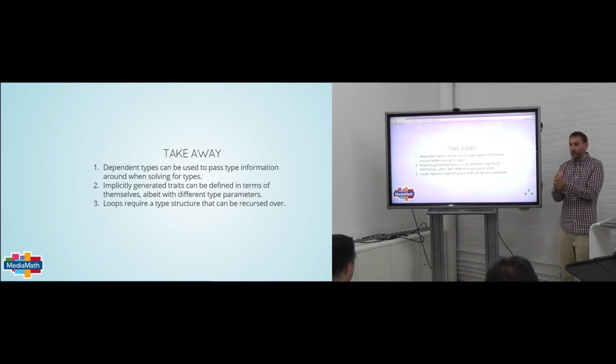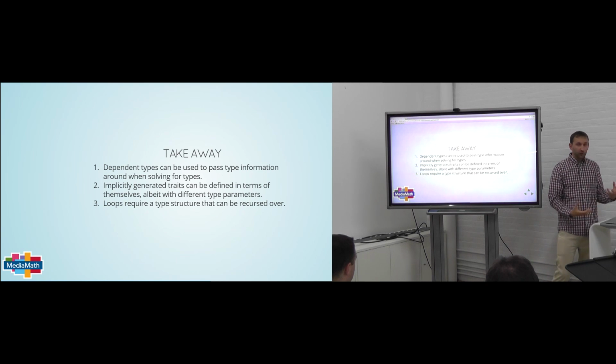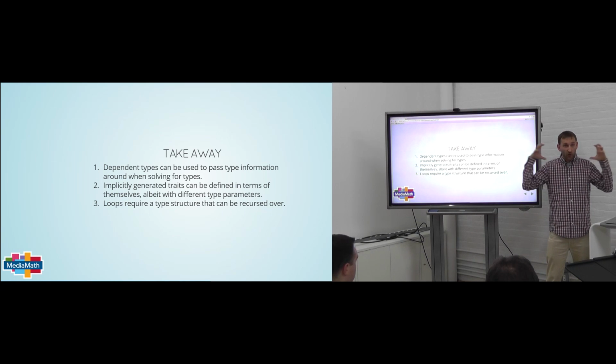So the big deal, the thing that gets everybody excited is that dependent types can be used to pass type information along at each step of your recursion. We can have traits which are defined in terms of themselves, but with slightly different types. And we can use that to form a looping structure as long as there is some sort of structure to my types to allow me to loop over this. In this case, we had types defined within types as the type parameter, that sort of way.